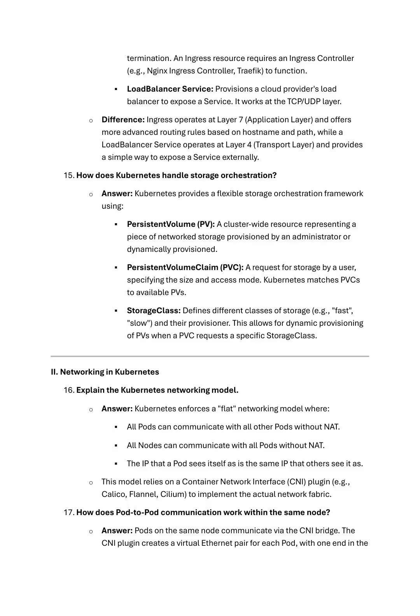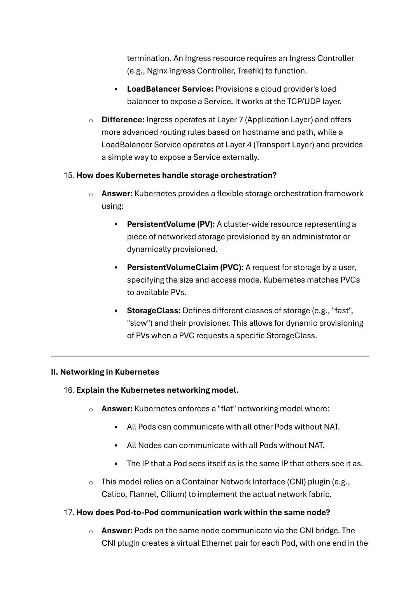A LoadBalancer service provisions a cloud provider's load balancer to expose a service. It works at the TCP/UDP layer. Difference: Ingress operates at layer 7, the application layer, and offers more advanced routing rules based on hostname and path, while a LoadBalancer service operates at layer 4, the transport layer, and provides a simple way to expose a service externally.